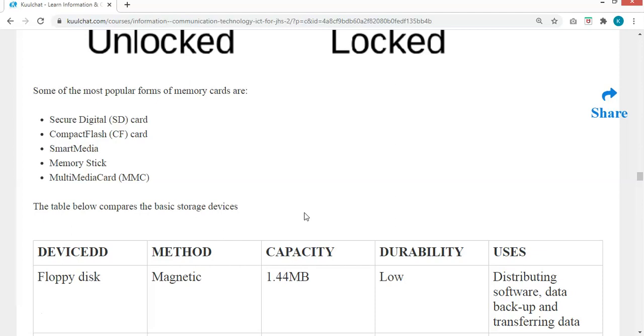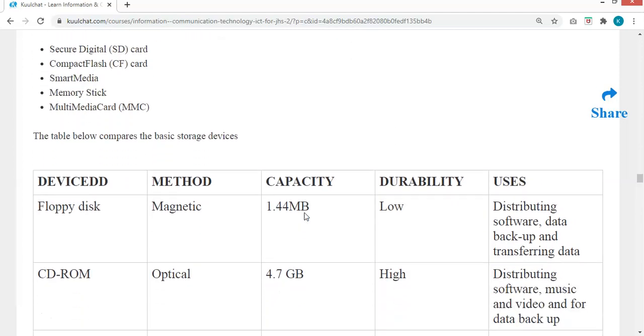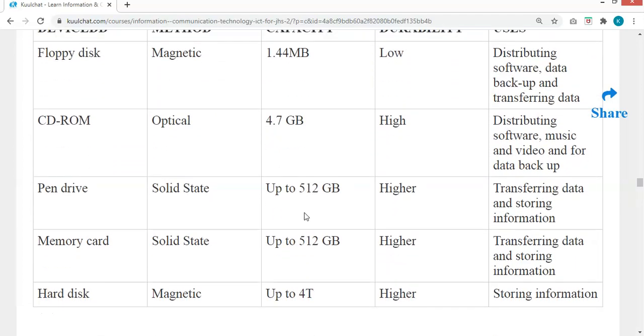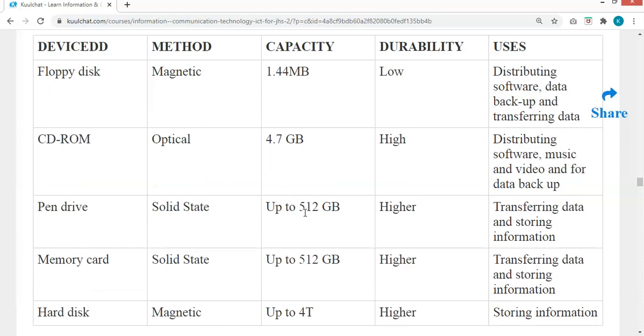So we have the device, the method, capacity, then durability, then uses. The floppy disk uses the magnetic method and it has a capacity of 1.4 megabytes. Durability is low because it can be damaged. The floppy disk was used to distribute software, for data backup, and for transferring data.